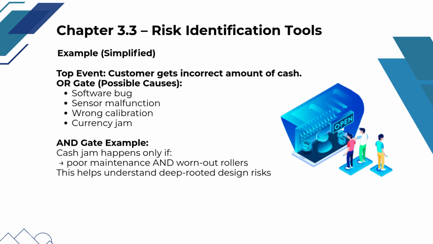In this example of fault tree analysis, the top event is a customer receiving an incorrect amount of cash from an ATM. Using OR gates, multiple independent causes such as a software bug, sensor malfunction, wrong calibration, or a currency jam are identified, any of which can trigger the failure. AND gates illustrate situations where multiple conditions must occur together. For instance, a cash jam happening only if there is both poor maintenance and worn-out rollers.